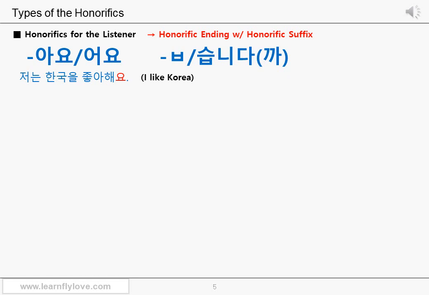And you also learned about the higher respect forms. The higher respect forms are used to show more respect to the subject. Again, higher respect forms are honorifics for the subject of the sentence. What does that mean? What is the difference between the listener and the subject? Of course you know the difference. The listener is someone who you are talking to, and the subject is someone or something that you are talking about.